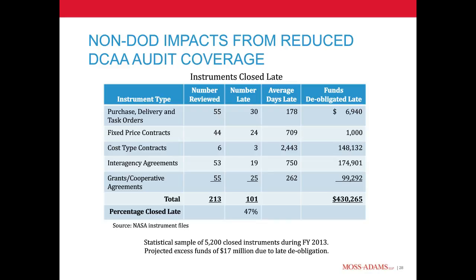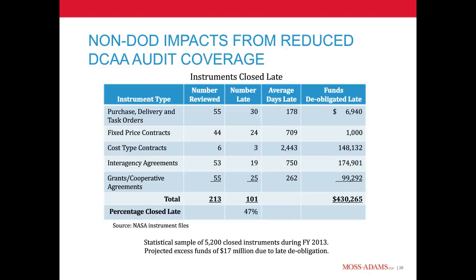And that's a lot due to DCAA's incurred cost backlog, which are required for all the cost type contracts to close out. So this is a sample of only 200 items, which resulted in $400,000 of funds that haven't been de-obligated yet. So if you project that over the whole universe of 5,200, you'll end up with $17 million. So then it becomes a very substantial amount of money to NASA. They'd like to use that $17 million for new contracts or other projects. So I'll turn it over to Jeff now to discuss the NASA issues in a little more detail.